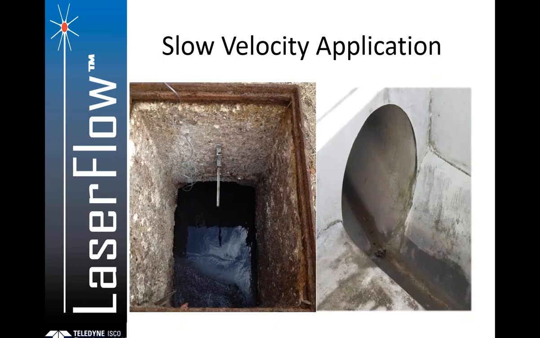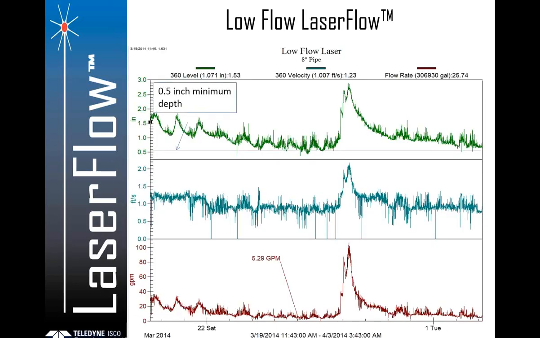Another application that's always been difficult for submerged probe area velocity sensors is really slow velocity applications, or ones with really low water level. So there's a kind of a trifecta of bad things happening here. One, either low velocity, abnormally high velocity, and low water levels. And we can look at some testing that was done with this. We actually can measure to 1/2 inch minimum depth effectively and accurately with a laser flow.